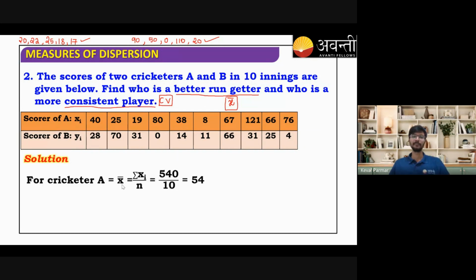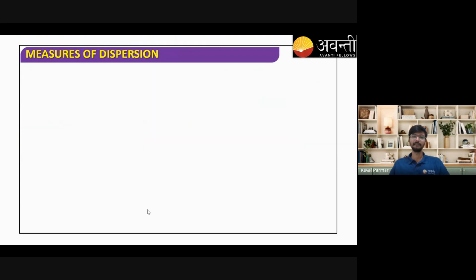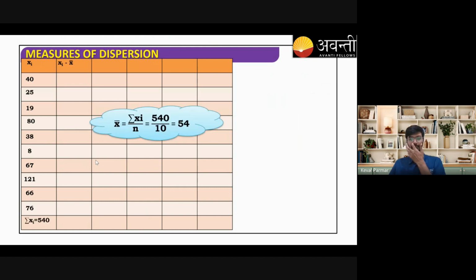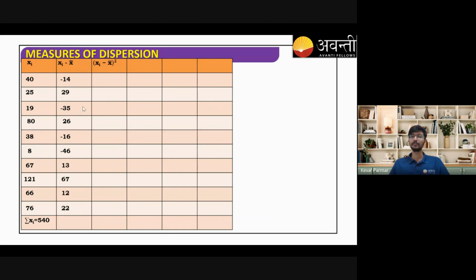So here, x bar we calculated, y bar we calculated. So this is xi, this is xi minus x bar. We are doing this for variation. I hope you know how to calculate for variation. So xi minus x bar. X bar is 54. So we subtract every one of them from 54. So we get this minus 14, 29, and so on. After that, we square it.